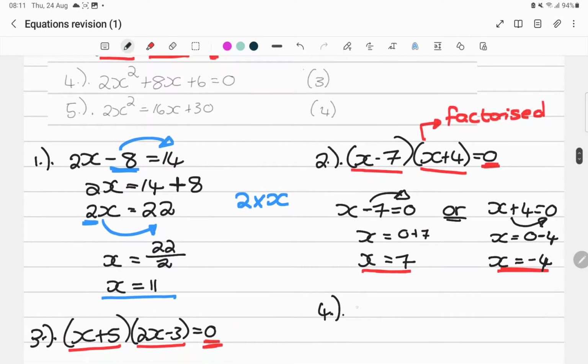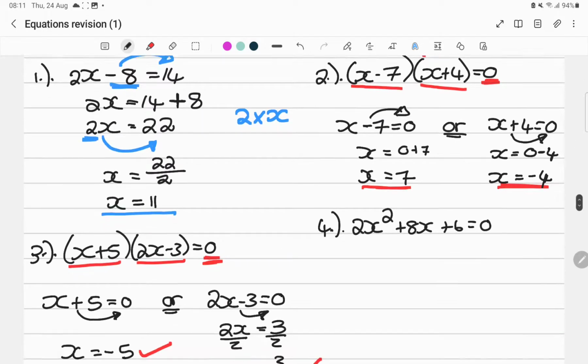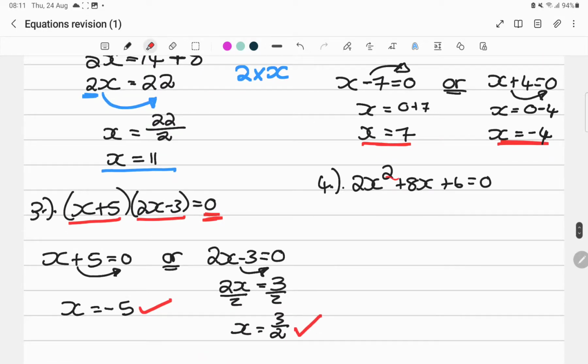Alright, at number 4 I currently have 2x squared plus 8x plus 6 equals 0. So the fact that there is now an x squared tells me that this is going to be a quadratic equation, meaning that I'm going to have to get two x values. Now how do we do this? Well, the first thing is you have to get everything on the left hand side and your right hand side equal to 0. That step has already been done.